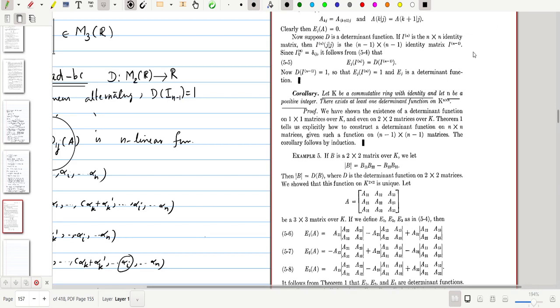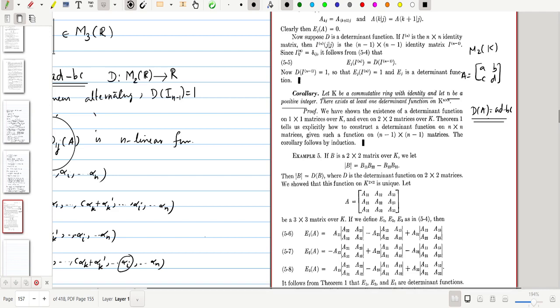We have already seen that in the case of 2 by 2 matrices over K there is a determinant function. So for the matrix with entries a, b, c, d, define D of A as ad minus bc, then this satisfies all the conditions of a determinant function. We have already proved in the example that this is alternating and linear, and D of I will be 1 using this formula. So there exists a 2 by 2 determinant function. Using this 2 by 2 determinant function, by theorem 1, it induces a 3 by 3 determinant function, and that induces a 4 by 4 determinant function.